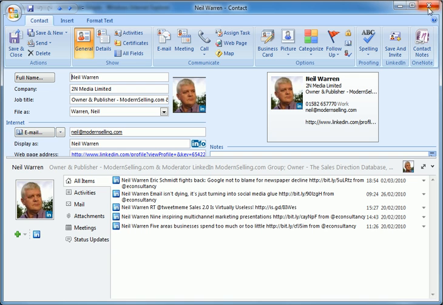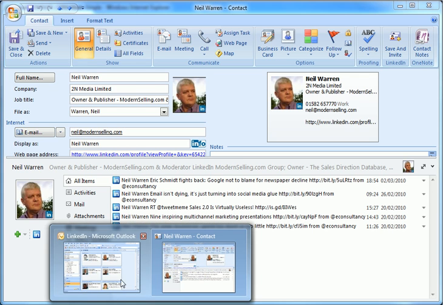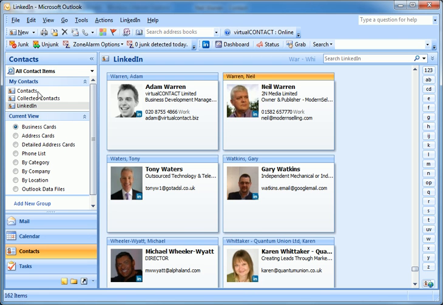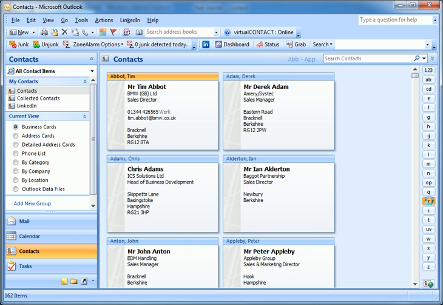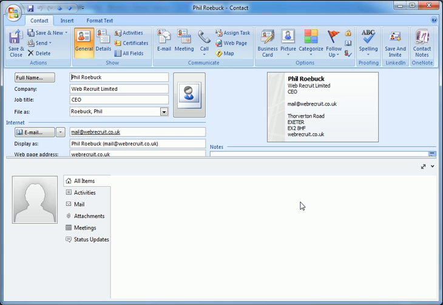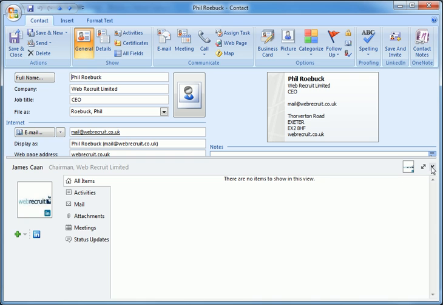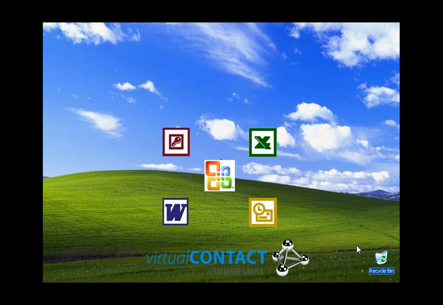So if your data is in one, it's in the other. So now it doesn't matter anymore who, how, where, when, and by what communication channel you're touching base with your customers and prospects. You want to send them a mail shot? Mail merge Sales Direction data via Outlook and Word. You want to make a telephone call? Look up and schedule the calls in Outlook and Virtual Contact and know what you're talking about.